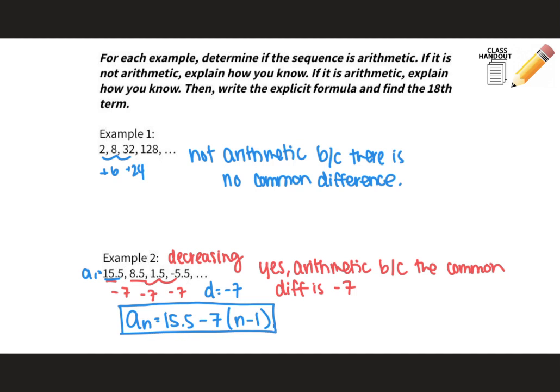And then it says that we're going to find the 18th term. So the 18th term we know is going to be a_18. So it's going to be 15.5 minus 7 times 18 minus 1. So this is going to be negative 103.5. So the 18th term is negative 103.5.